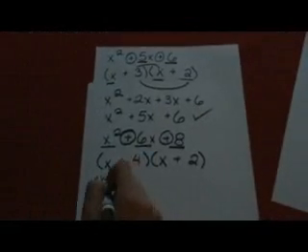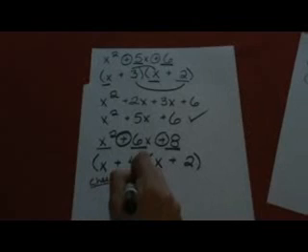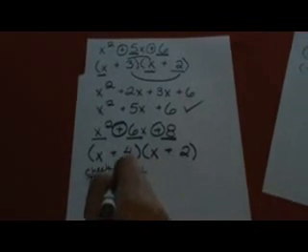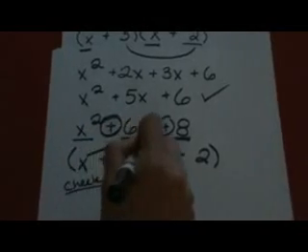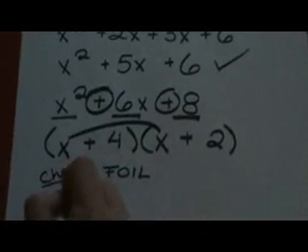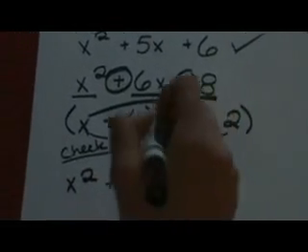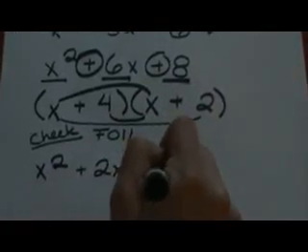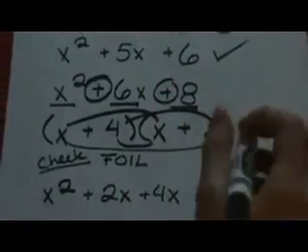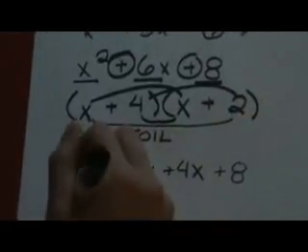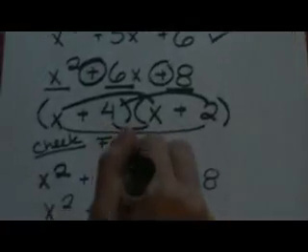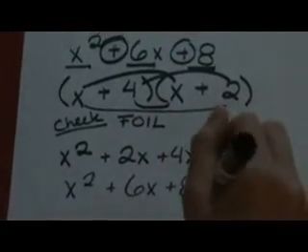Alright, so first, we have x times x, and that is going to give us x squared. Then we have x times 2, which is the outside, so that gives us 2x. And then inside, which is 4 times x, which is 4x. And then last, which is 4 times 2, which is 8. Collect like terms, and we have x squared plus 6x plus 8. And it's the same expression that we started with.